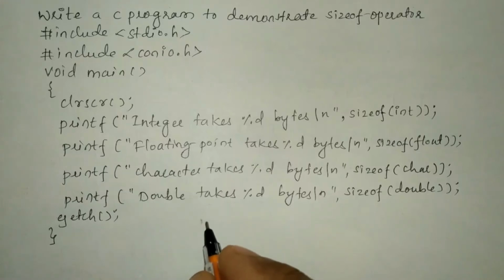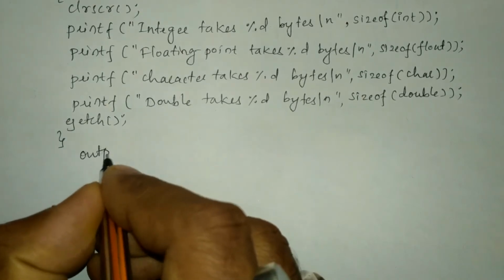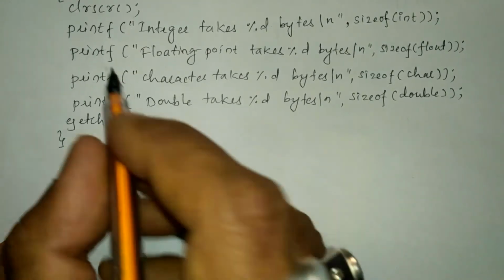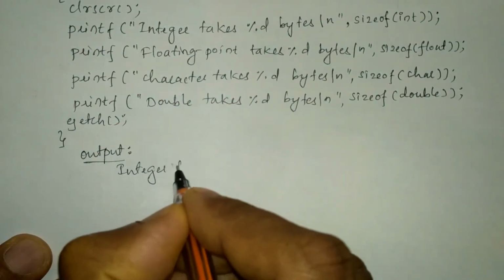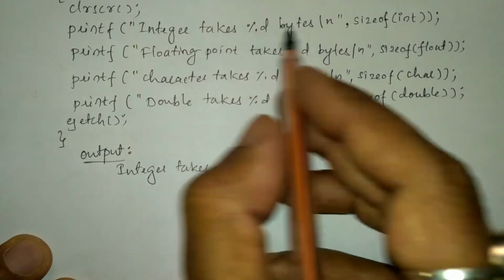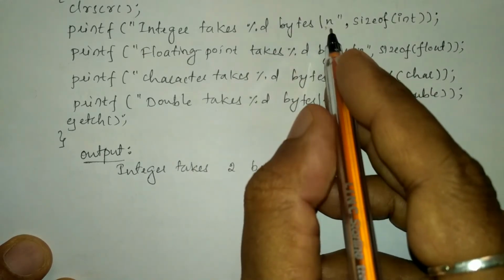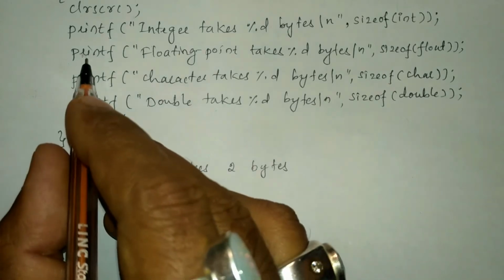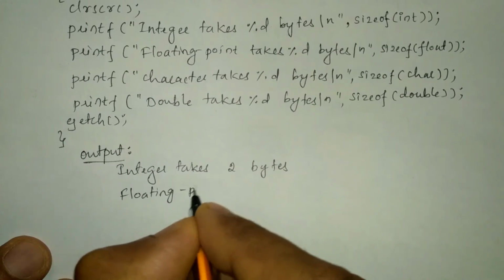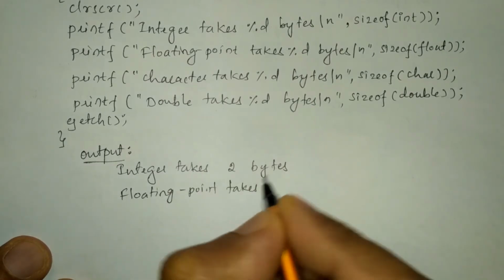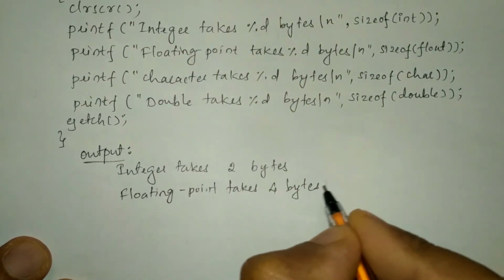Now when we compile and run this program, what are we going to get as output? Here I'm going to write output. The first statement, what it is going to print, it is going to print "Integer takes %d", and sizeof int returns 2 bytes. Here I'm going to write 2 bytes. Just because of this \n, the cursor comes down to the next line and it is going to print the next statement. Floating point takes %d bytes, that is sizeof float is 4. So it is going to print 4 bytes.